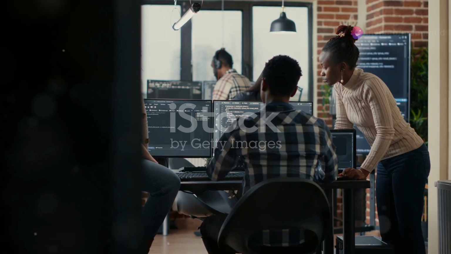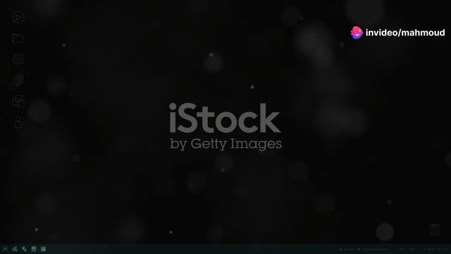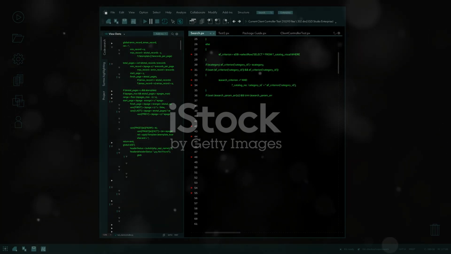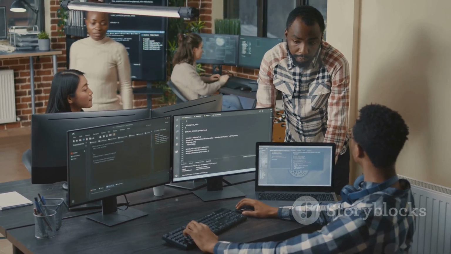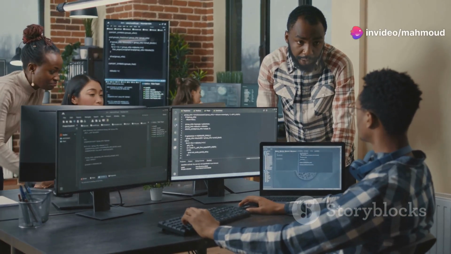Let's illustrate these structures with real-world examples. In a web application, a module structure might decompose the system into modules for user management, product catalog, and order processing. Each module encapsulates related functionalities and data, making the codebase organized and easier to maintain.